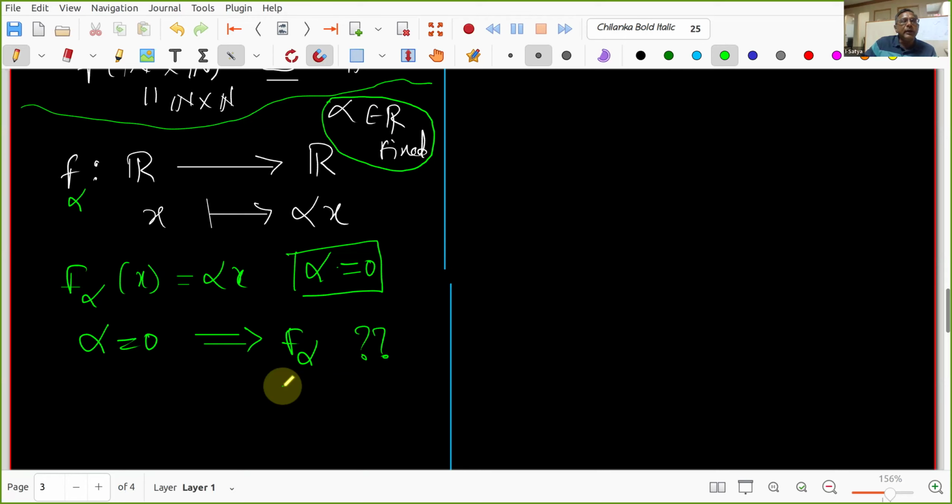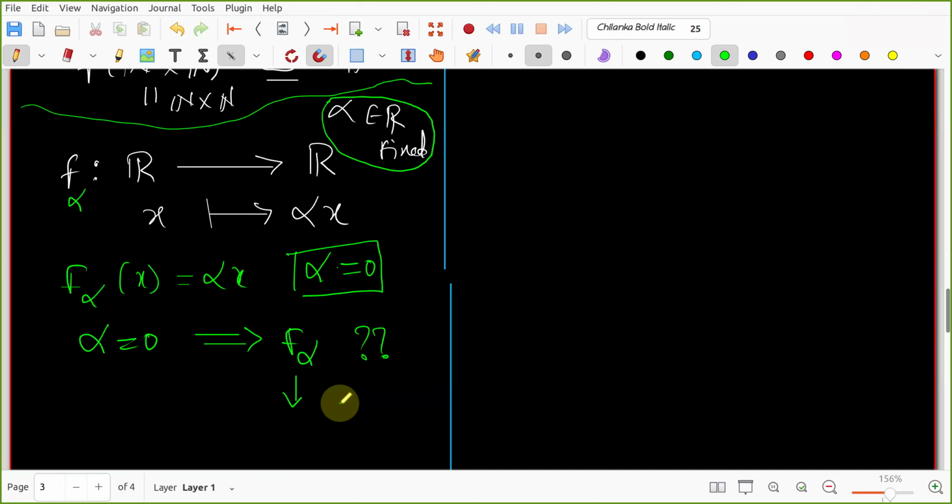She told that whatever element you take, it is mapped to 0, right? What can we say about this? So it won't be 1-1. Not 1-1 is fine. Not onto is also fine. Can you tell more about this?